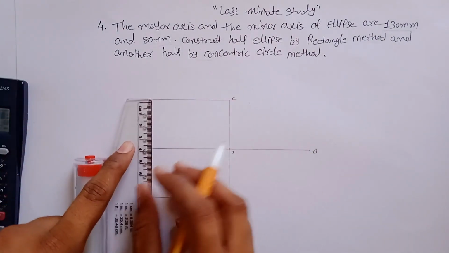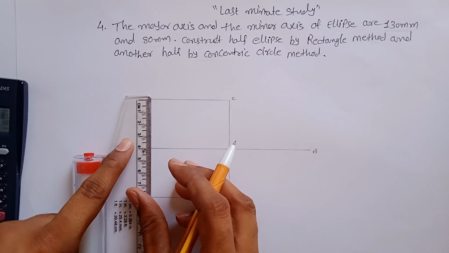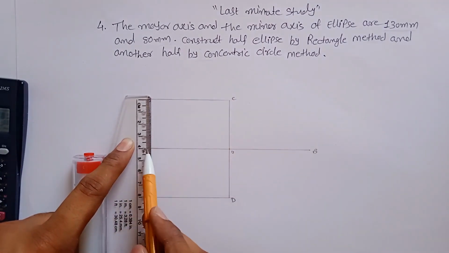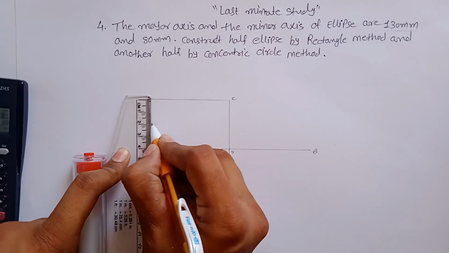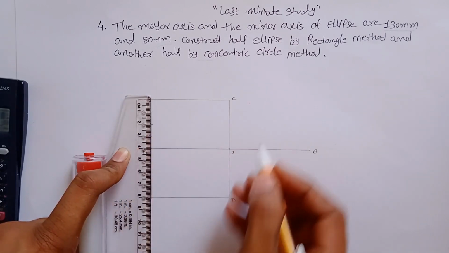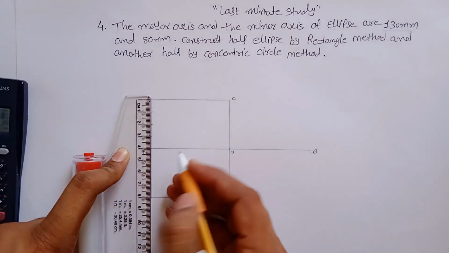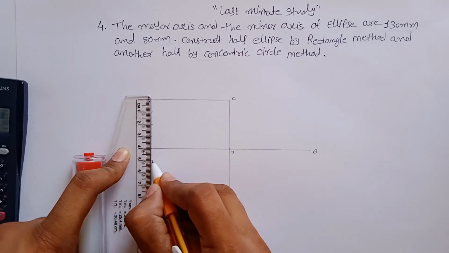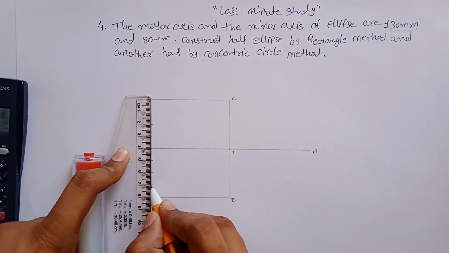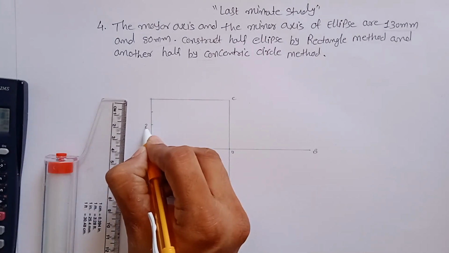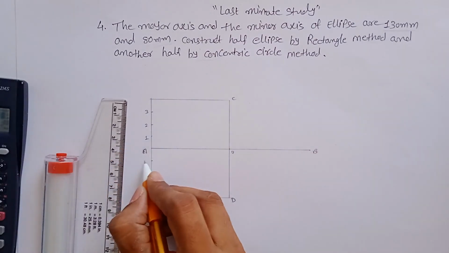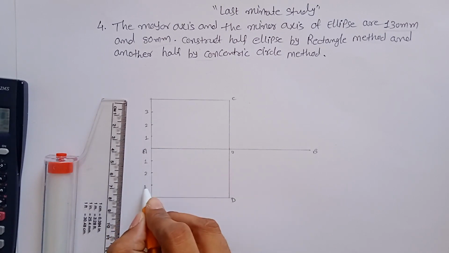So first of all, you have to divide this vertical line into four equal parts. You can see the measurement is 4 cm, so it is very easy to divide it into four equal parts. And the same way, below the major axis as well, you have to divide this into four equal parts like this. So give names to them: 1, 2, 3.